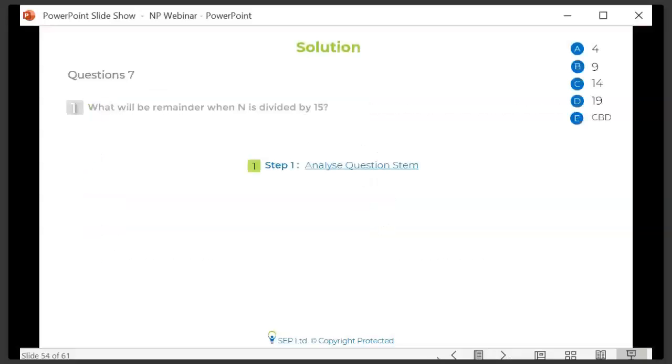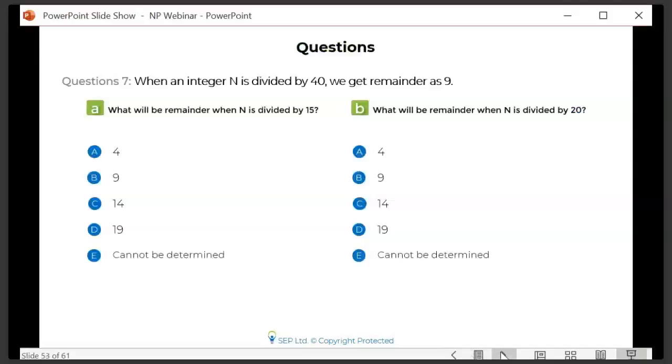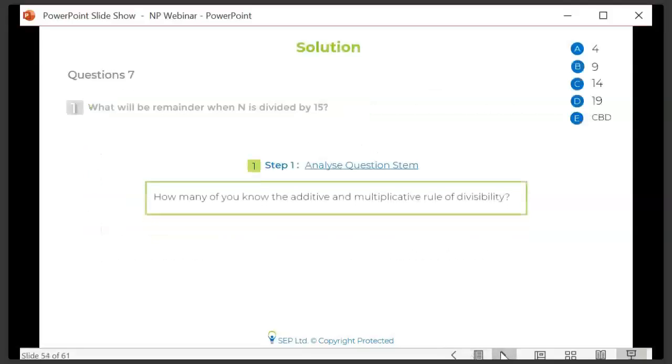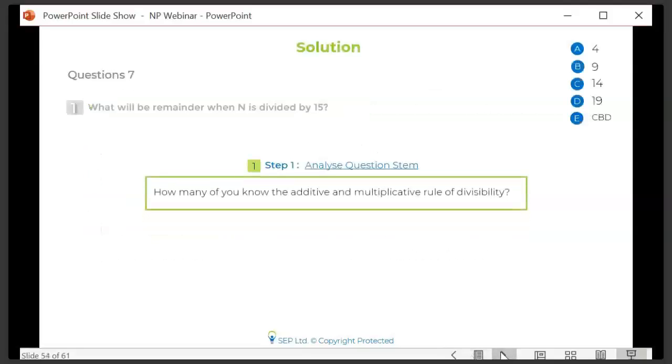Now, in this question, obviously, we are told that n divided by 40 gives us a remainder of 9. Now, as I told you, I'll discuss a bit of theory so that it becomes easy for you to understand. So tell me, how many of you know the additive and multiplicative rule of divisibility? How many of you understand this? Kindly mark yes if you know it, and no if you do not. It's okay if you don't. I'm going to just briefly explain it to you.